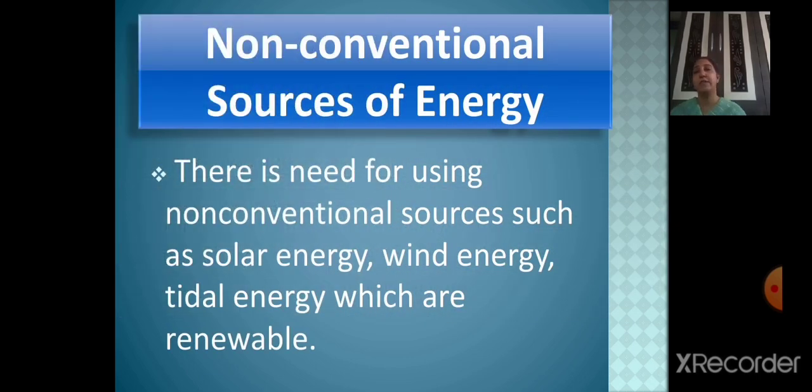Now, after the conventional sources of energy, let's start with non-conventional sources of energy. There is need for using non-conventional sources such as solar energy, wind energy, and tidal energy, which are renewable. Apart from this, we will see the other non-conventional sources of energy also. Let's understand each and everything in detail now.